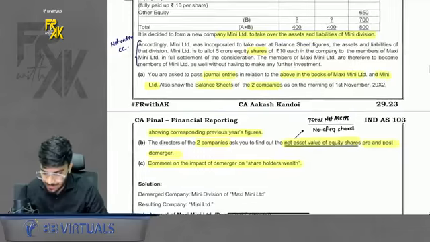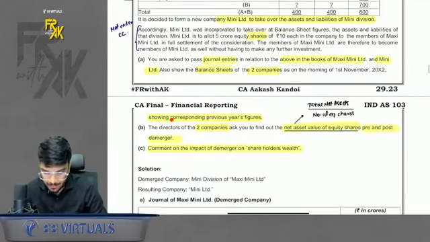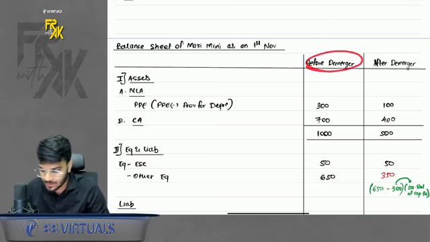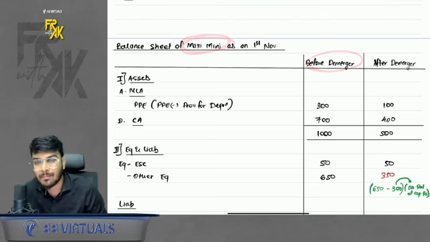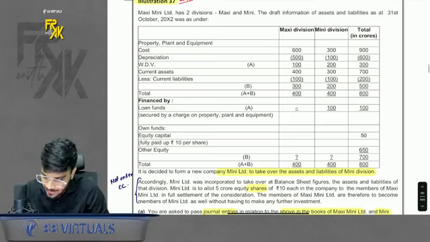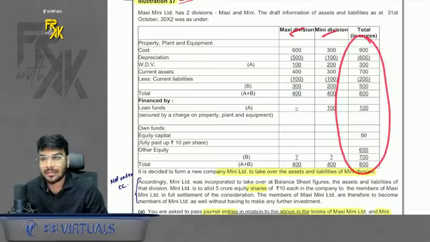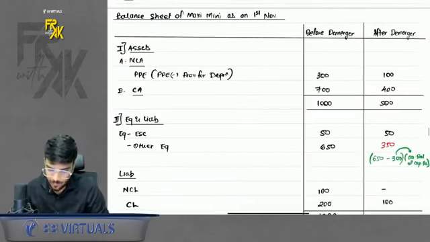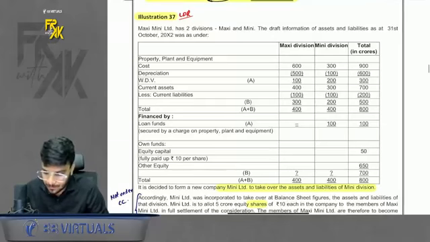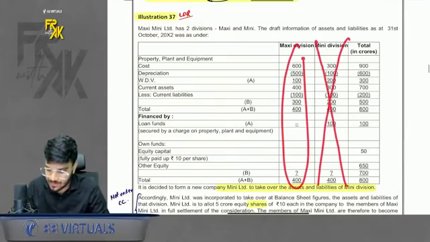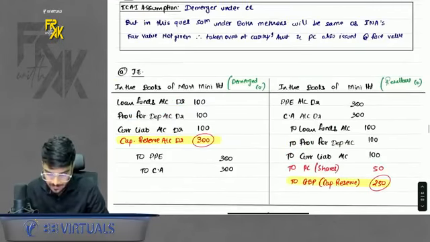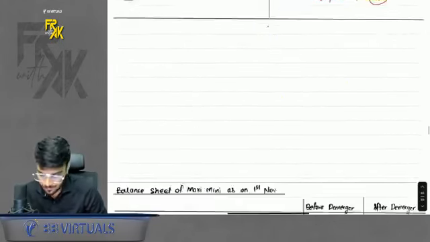Next part, balance sheet of Maxi Mini. Now when they have asked the balance sheet, they have also asked the comparatives, the corresponding previous year's figures. What do you mean by previous year? Previous year means before demerger figures. So in the books of Maxi Mini, what will be the figures before demerger? Simple. Before demerger, can I say they had both the divisions? So take the use of this total column. Before demerger, everything was there in totality. After demerger, Mini division is gone. Only Maxi remains, so just record the Maxi division. Don't forget to take the effect of the capital reserve which arose on demerger. Okay, so we did it.